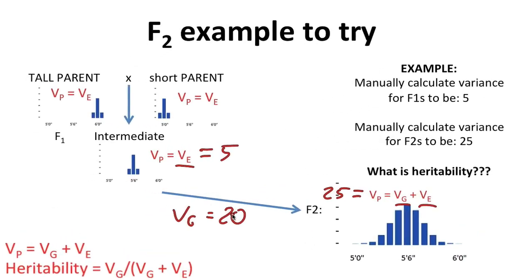20. So the heritability in this case, heritability is often abbreviated H squared, is equal to VG, which is 20, over VP, and we'll use this one right here, because we're measuring this in the context of the F2, is 25. So the answer in this case would be 80%, or 0.8.